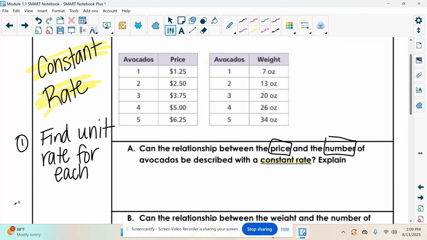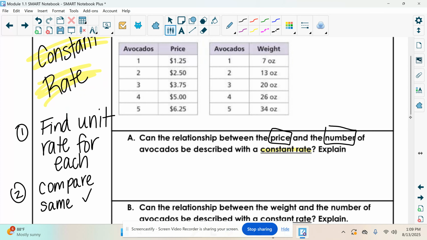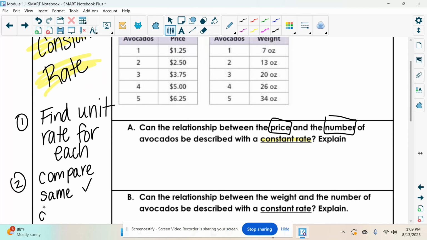Then you're going to compare. If they are the same, or if they're constant, then it's a constant rate. If your unit rates are different, then it is not a constant rate.